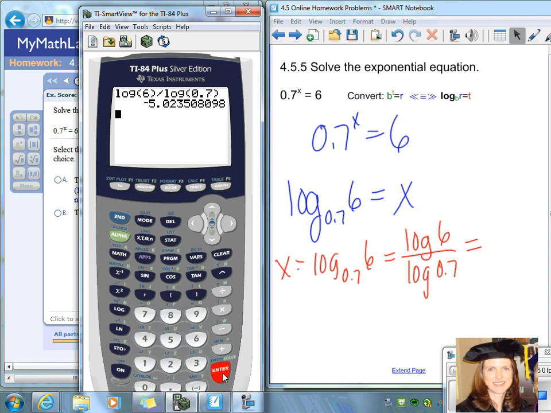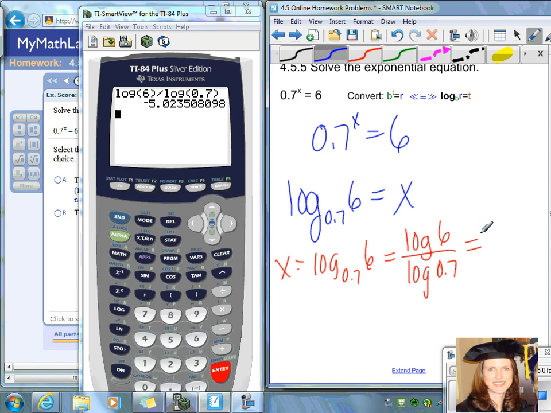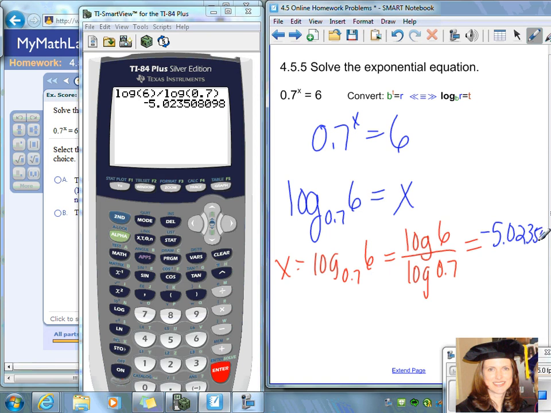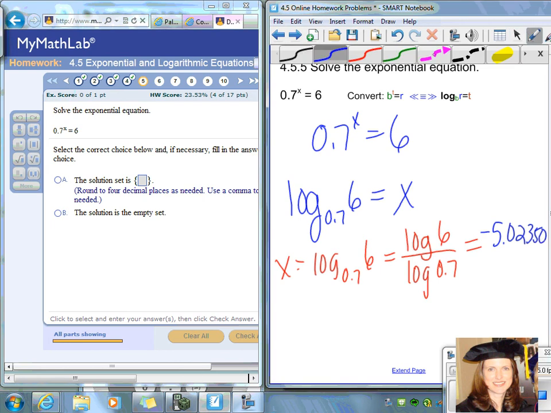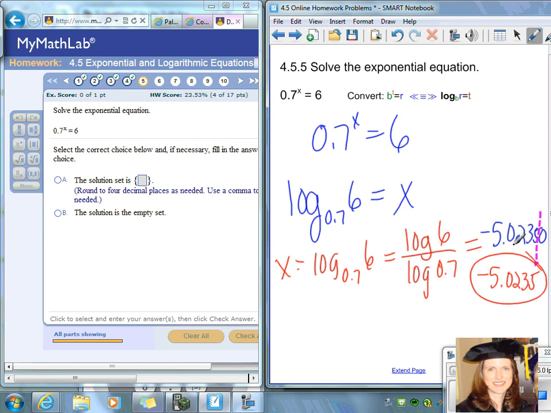And we get -5.02350. And we're supposed to round this to 4 decimal places, which will give us our final answer of negative 5.0235. That's our answer. And check.